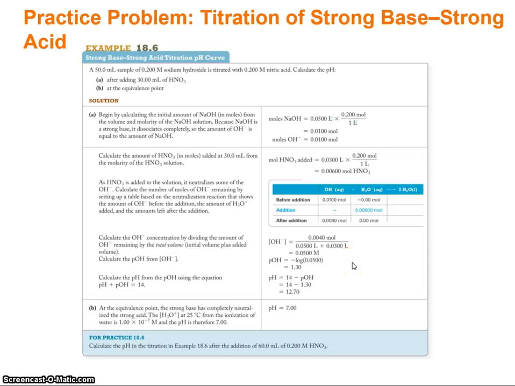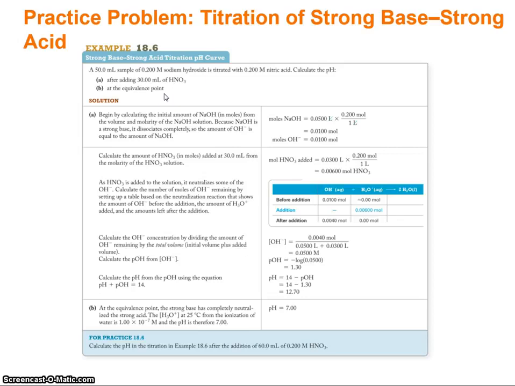Let's look at a practice problem. So I've got 50 milliliters of 0.2 molar sodium hydroxide. This is a strong acid, strong base, titrated with 2 molar nitric acid. Calculate the pH after adding 30 milliliters of nitric acid and at the equivalence point. This one here should be easy cheese, right?